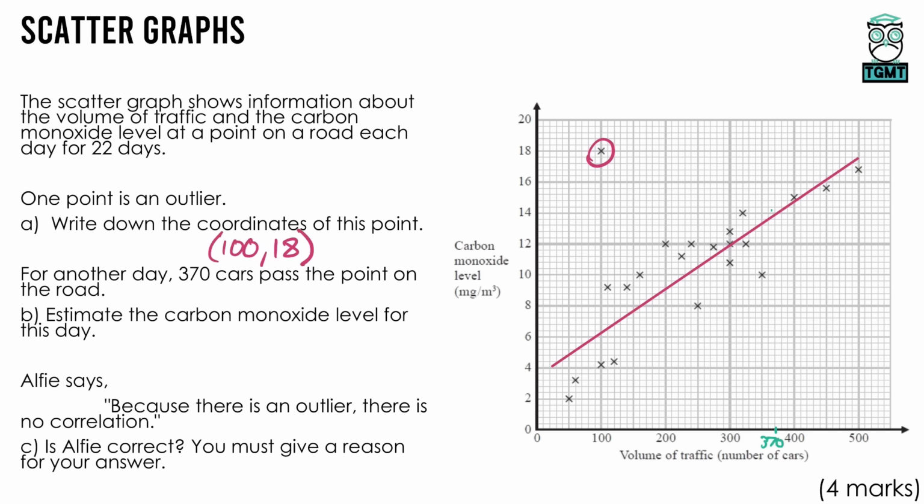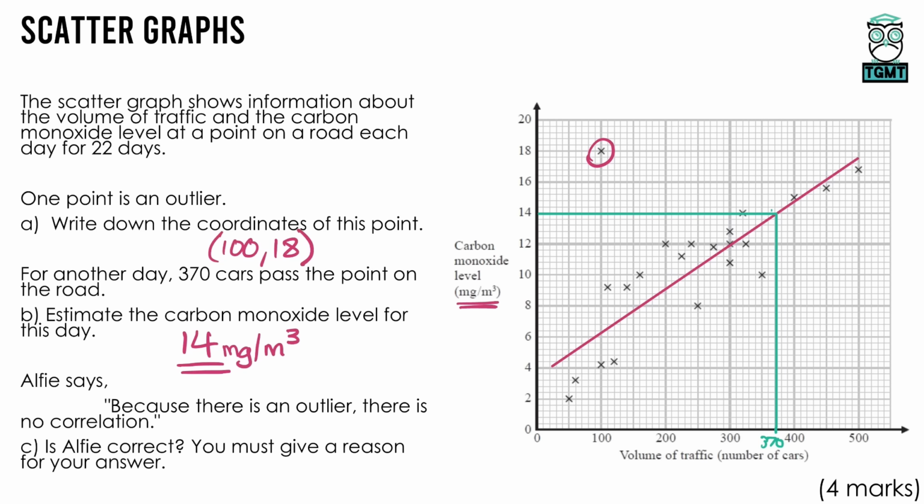This is 370. And then we're going to go up to the graph from 370, and then we're going to go across from that point, and drawing that with nice straight lines. Now mine comes out as 14. Yours might be slightly above or below that, but mine came out as 14, and that's in milligrams per meter cubed, which I've just spotted on the axes there.